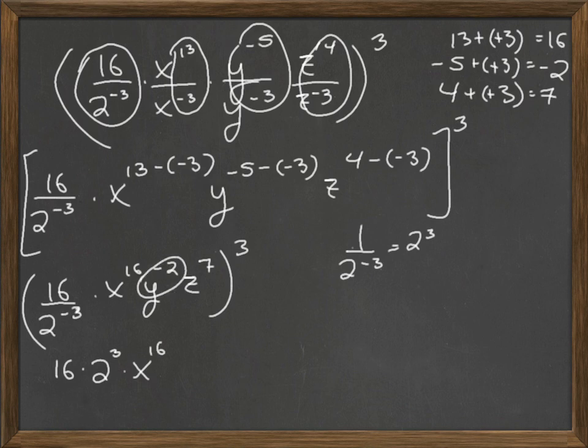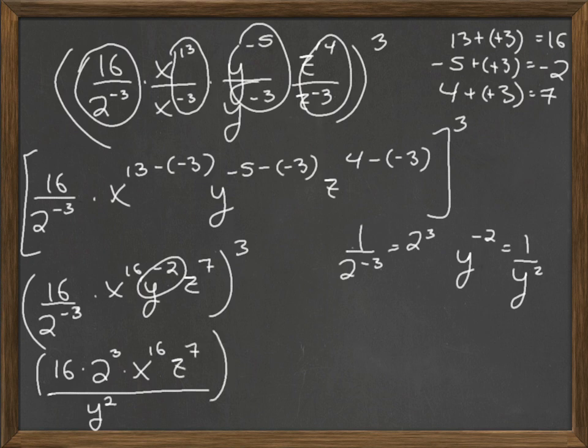While we're at it, let's fix him too. Y to the negative second power is going to become 1 over y squared. So we're going to have a positive y to the positive 2 in the denominator. Okay, and then our z to the 7th stays where he is. Okay, so again, you don't have to follow my steps. This is my recommendation. The reason I did that is because now I can just do 2 to the third. 2 to the third is 8. Right, so we're going to have 16 times 8. And that's going to give us 128.